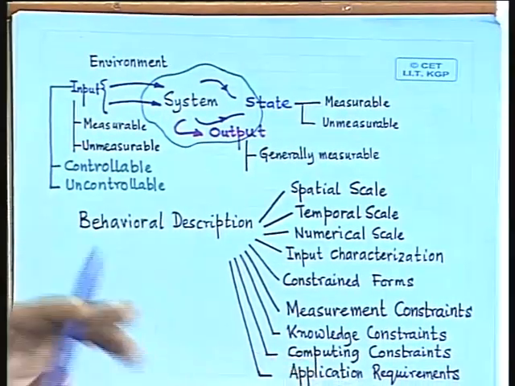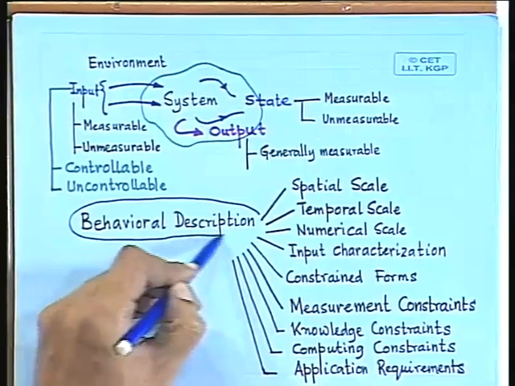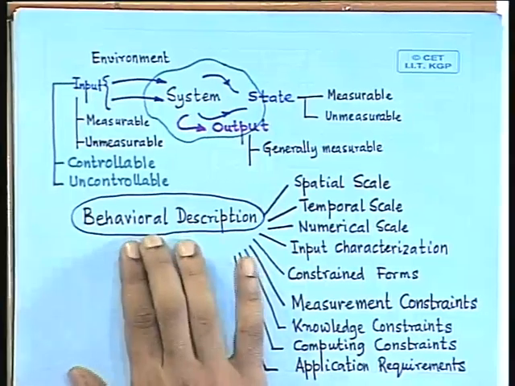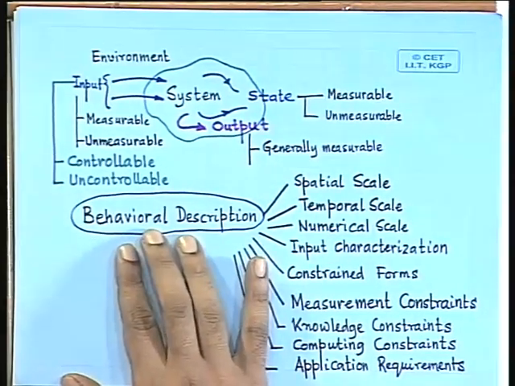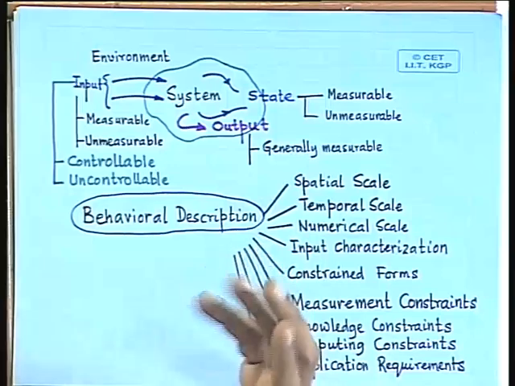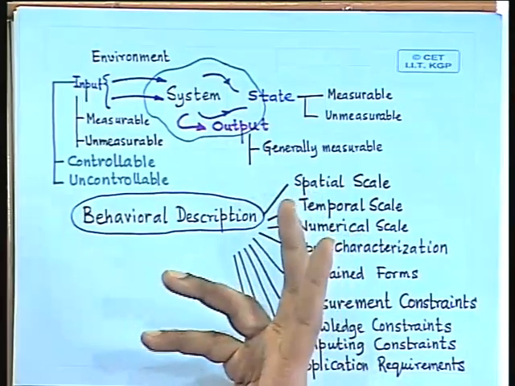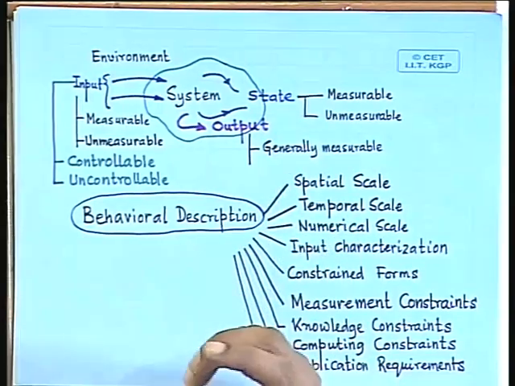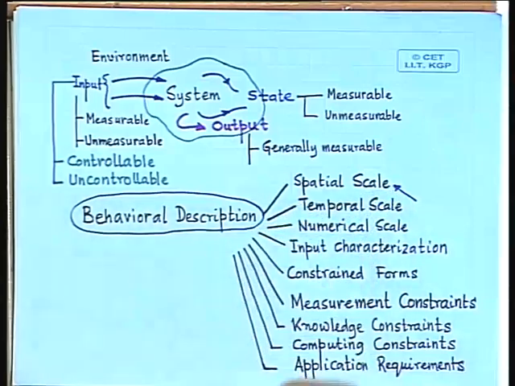So incidentally, basically we are concerned with constructing a mathematical behavioral description, and this mathematical behavioral description is affected by so many things. I mean, what kind of description you will choose? There are so many kinds of descriptions possible for the same object. It depends on many things. For example, it depends on the spatial scale of an object.